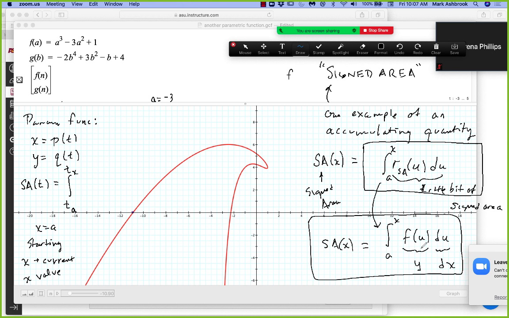All right, next, f of u. So what is f of u in our parametric function? Well, it's the y value. So how will we replace f of u in our integral for accumulating signed area as a parametric function? What will I put here instead of f of u? Q of u? All right. You said q of u. What do we think?